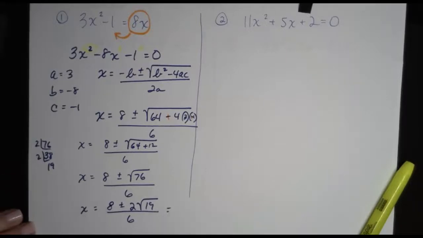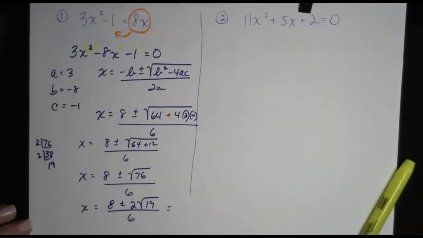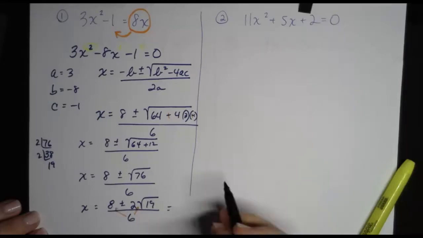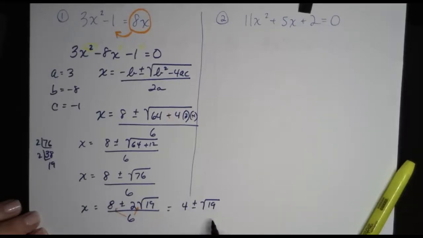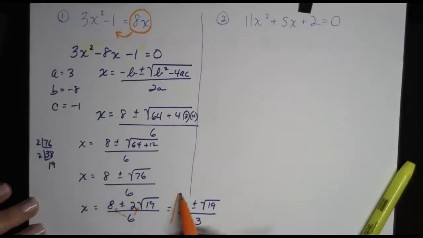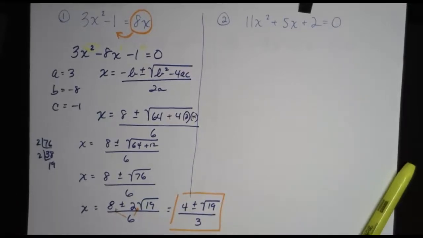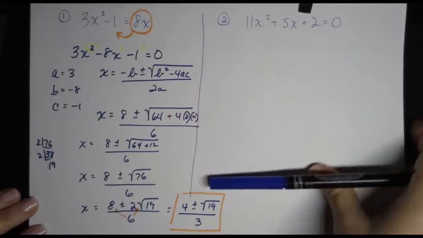We can take one last step here to simplify, remembering that 6 is the common denominator for both terms. Therefore, our final answer, dividing everything by 2, is 4 plus or minus 1 square root of 19 all over 3. That is your best and most simplified answer for number 1. Let's do it again for number 2.